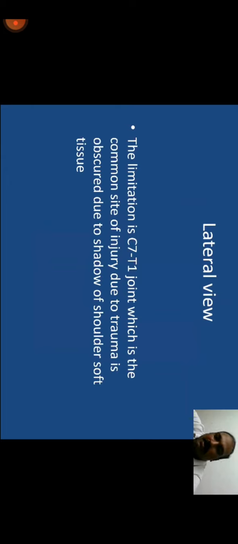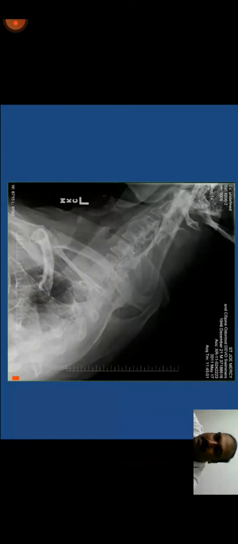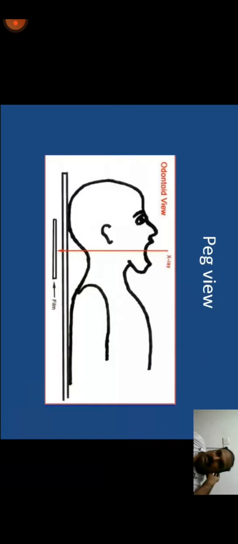So laterally you have a limitation that usually you cannot see the C7-T1 joint. So modified views are taken, like the swimmer's view, etc. We do not go through such complicated views. Usually we don't take that swimmer's view, so we can skip through that. This one is called a peg view.